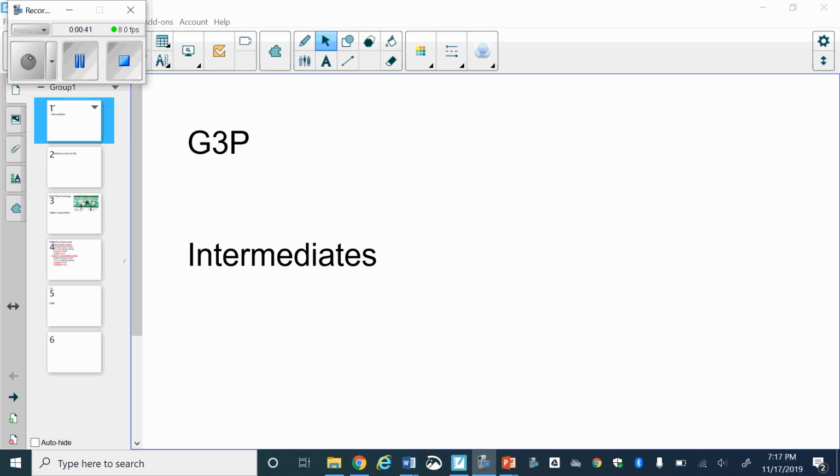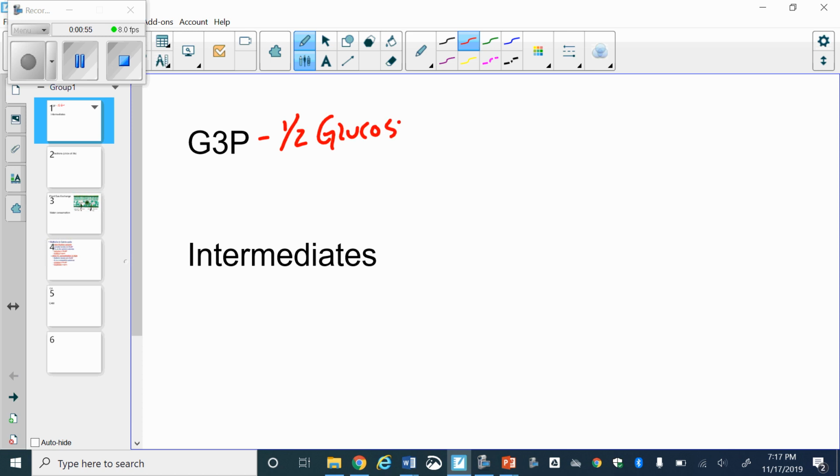On the backside of that note sheet, it says G3P, and we kind of talked about this very quickly on Thursday. G3P is 1/2 of a glucose molecule, right? That is the molecule that we're shedding out from one turn of the Calvin cycle. G3 stands for the 3 carbons, because remember we took in 3 CO2s when we ran the Calvin cycle.